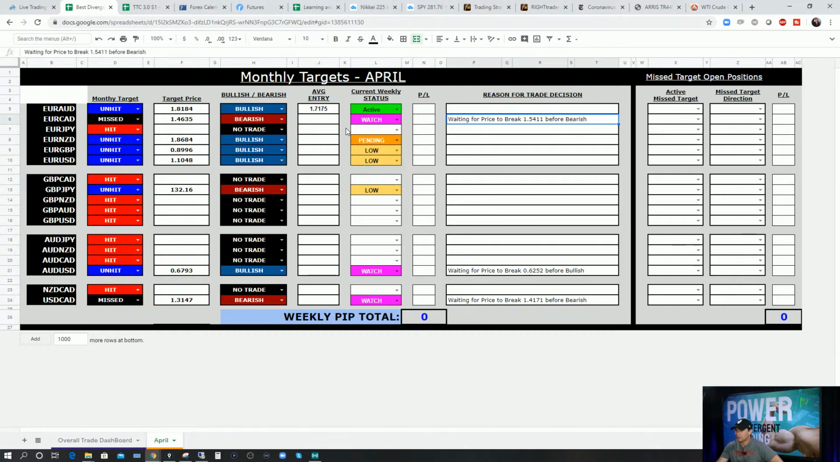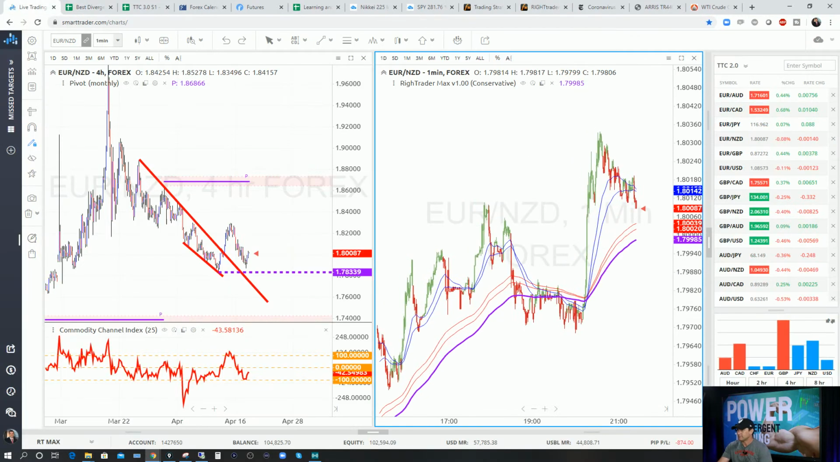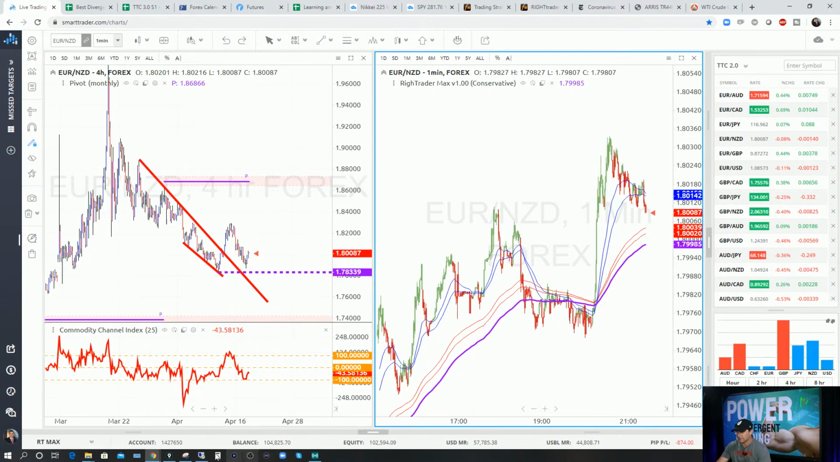I've got 3 watch trades, 3 of the pairs that I'm going to be watching. And then the other one is pending, and I've got an active one right here on the Euro Aussie Dollar. So I'm going to leave this overnight and see where it takes us.